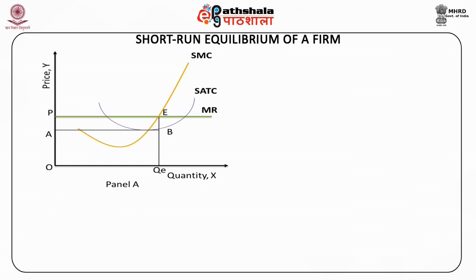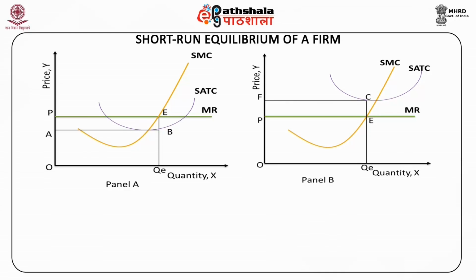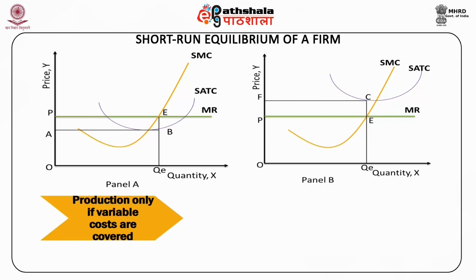If the short-run average cost curve, depicted by the SATC curve, falls below the price at equilibrium as shown in the figure, the firm earns excess profit equal to the area PABE. Similarly, in panel B of the diagram, we can show the scenario in which the firm may incur losses if the short-run average total cost falls above the price shown in the figure. The firm makes a loss equal to the area FPEC. In case of losses, the firm will continue to produce only if it covers its average variable cost.